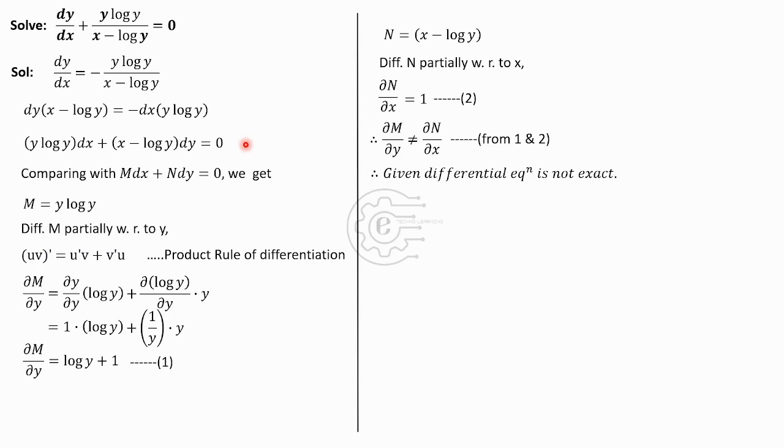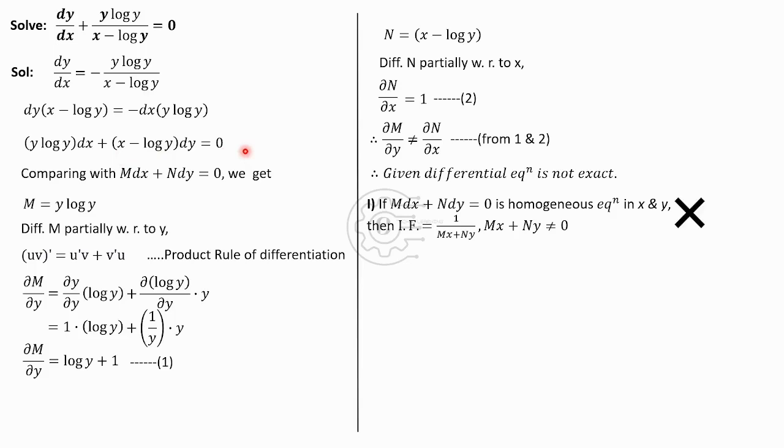Now, to select this integrating factor, there are 4 criteria. One of them is the criteria of a homogeneous equation. Now, if the given equation is homogeneous, then we can use this criteria. As you can see here, the first term contains log y but the second term does not have any log y term. So this equation is not homogeneous and therefore we cannot use this criteria.